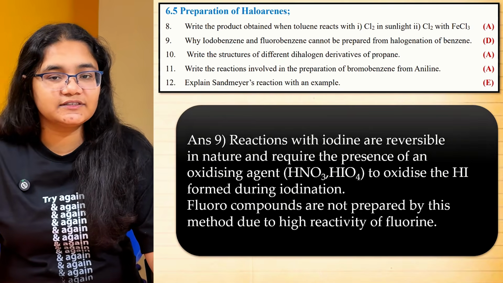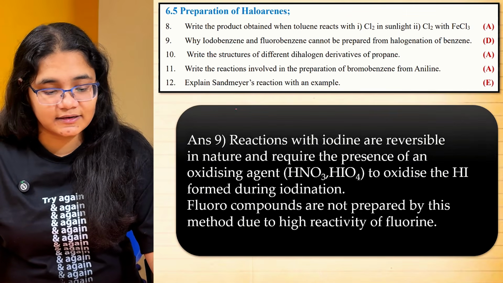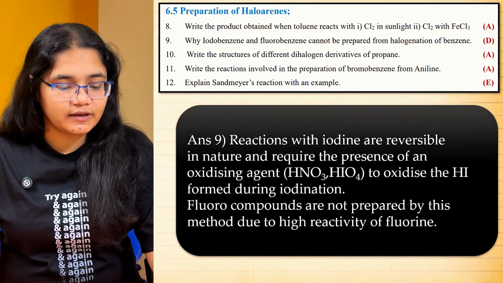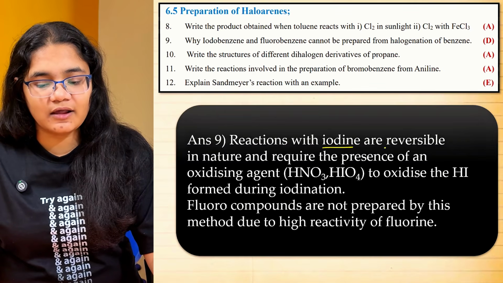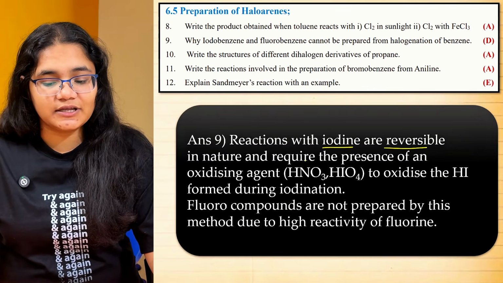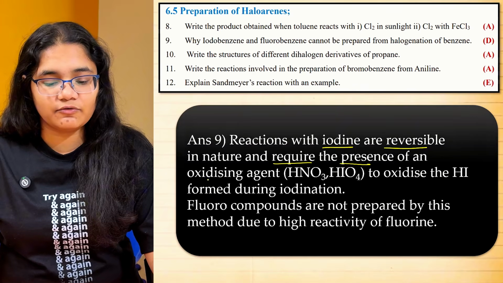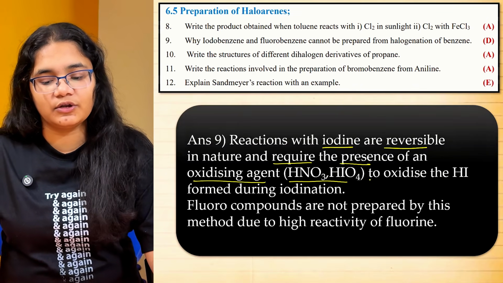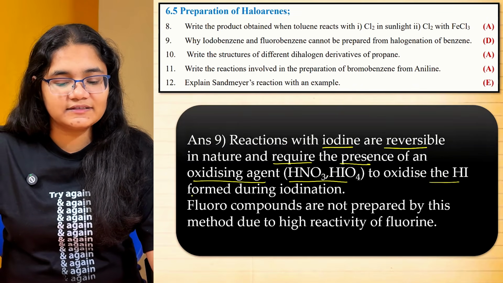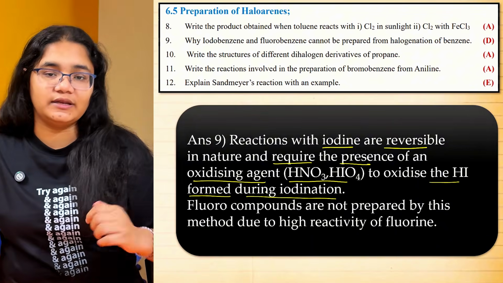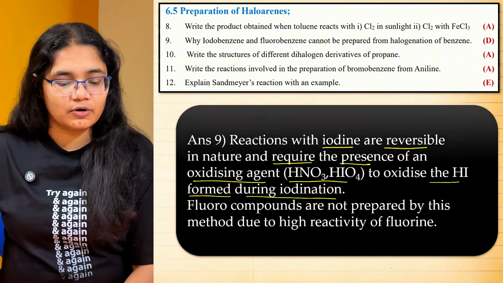First, why we cannot have iodobenzene. The reason is that the reactions with iodine are reversible in nature, and that is why we require the presence of an oxidizing agent like HNO3 or HIO4 to oxidize the HI formed during the iodination. Now, what is the product of the reaction?